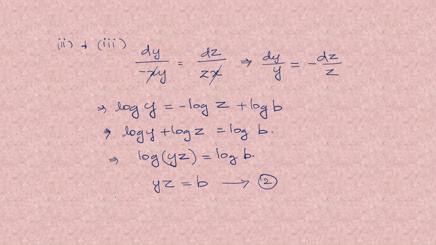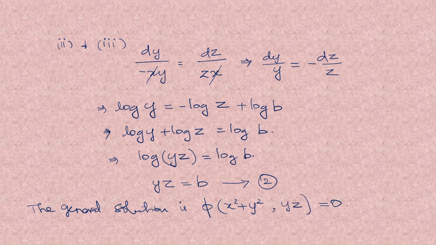Now 1 and 2 are both independent of each other, so we can conclude that the general solution to this Lagrange partial differential equation is phi of a comma b. a is nothing but x square plus y square, and b is nothing but yz, which is equal to 0.